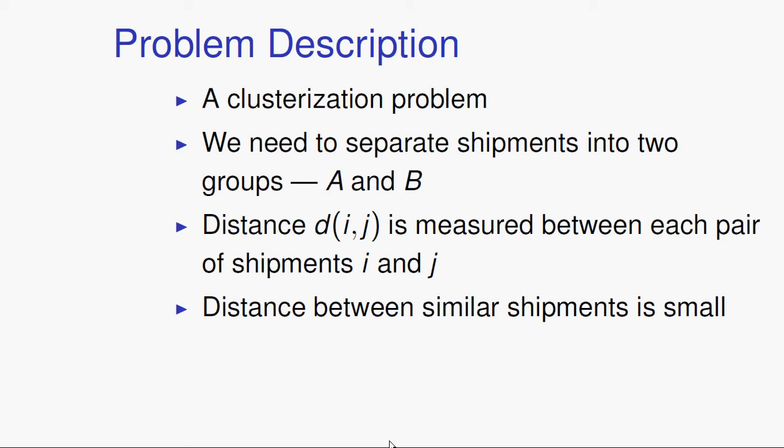And we need to separate the shipments into two groups or two clusters, A and B, so that the shipments in the same cluster are similar to each other. And to make that mathematically rigorous, we're given the similarity between each pair of shipments as a distance function. d of ij is measured between each pair of shipments i and j. And distance between similar shipments is small, and for different shipments it can be bigger.